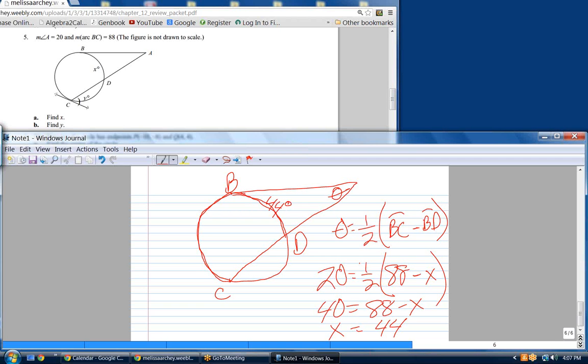Okay. Are you just putting 40 there to cancel out the half, though? Yes. Not to cancel out the half. I multiplied both sides of the equation by 2. Okay. That canceled the half on the right side and made the left side 40. Okay, now let's find y. That's a little harder. There's this tangent line, and they want to know this angle y, which we'll call epsilon.